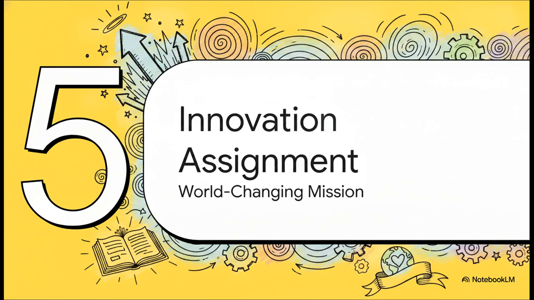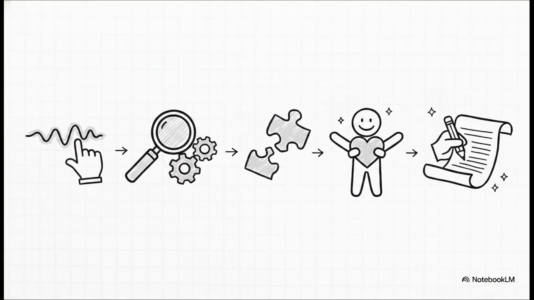Section 5, your innovation assignment. For this assignment, you need to answer 5 key questions for us. 1. Choose an EM wave and tell me exactly why you chose it. 2. Describe how your design uses that wave's specific properties. 3. What real-world problem does it actually solve? 4. Who specifically benefits from this invention? And 5. Sketch or describe your model in really good detail.